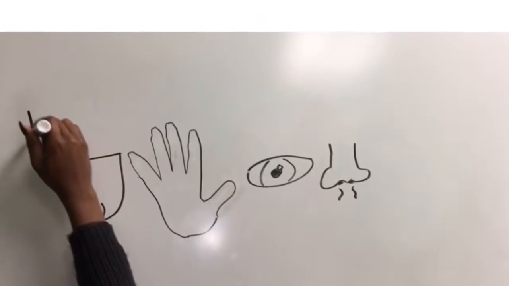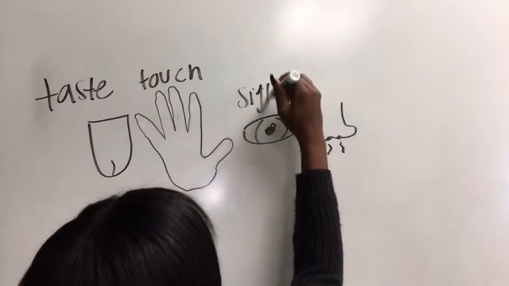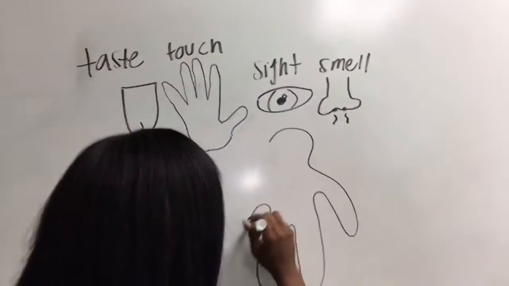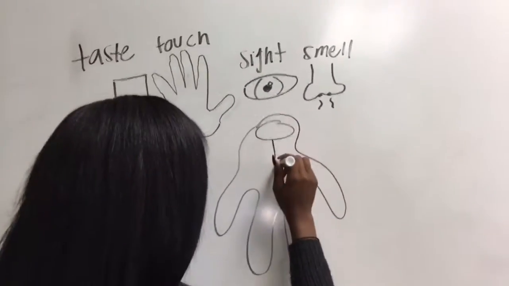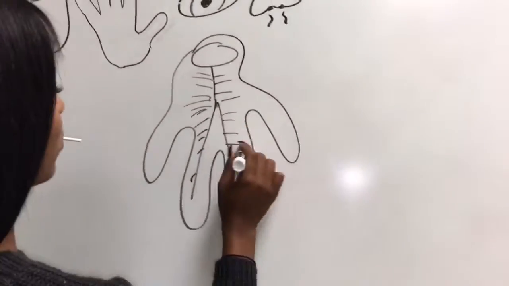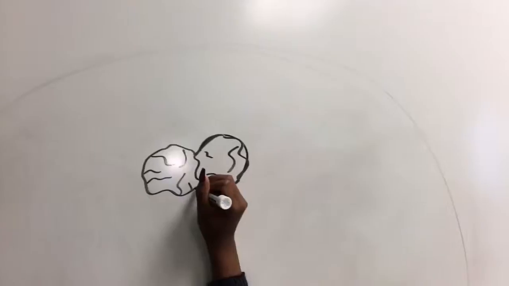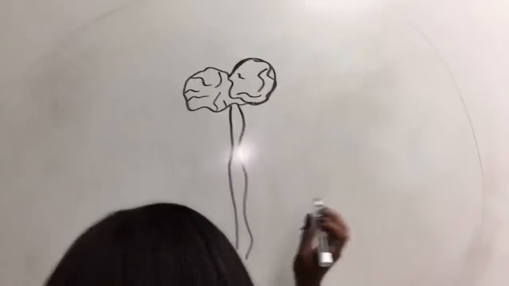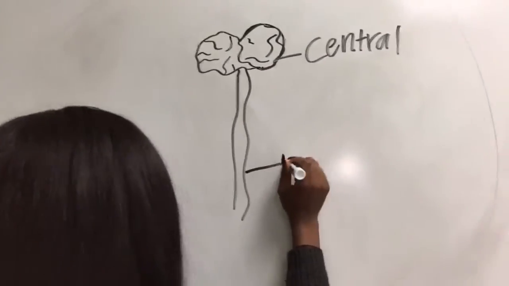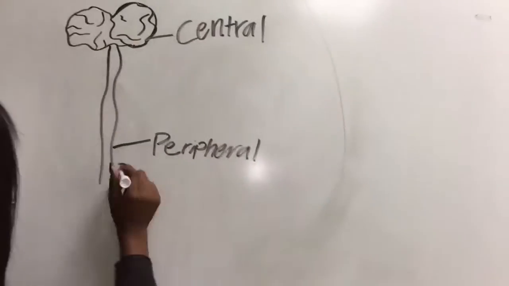Our nervous system controls all our senses: taste, touch, sight, smell, and etc. The nervous system controls all actions in the body. Two parts are the central nervous system and the peripheral nervous system. The central nervous system is composed of the brain and spinal cord, while the peripheral consists of many nerves that are spread throughout the body.